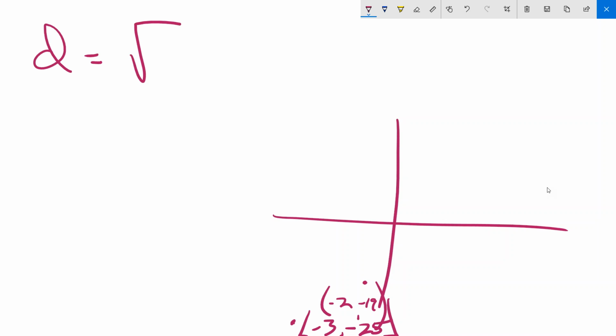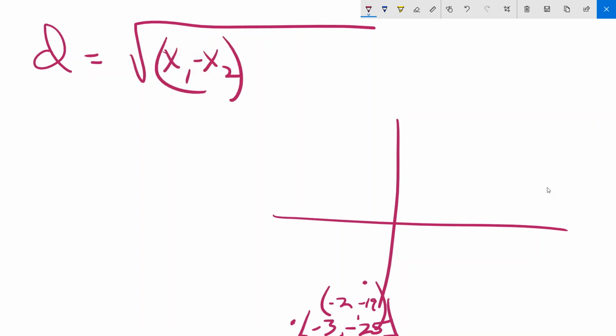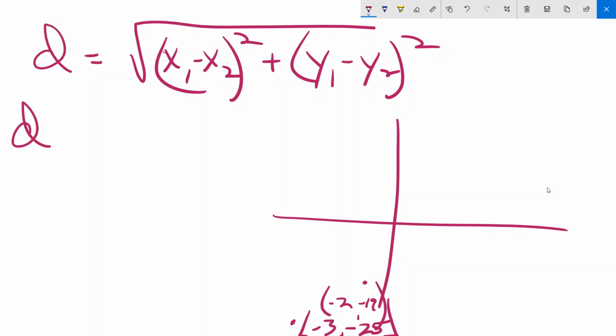Isn't it like the square root of x1 minus x2 squared, and then y1 minus y2 squared? Okay, so all we got to do is plug in because we have them all. What's x1? And believe it or not, you can go from either one. You can go from the higher point to the lower point, or from the lower point to the higher point. Notice the square root is always going to give you a positive number.